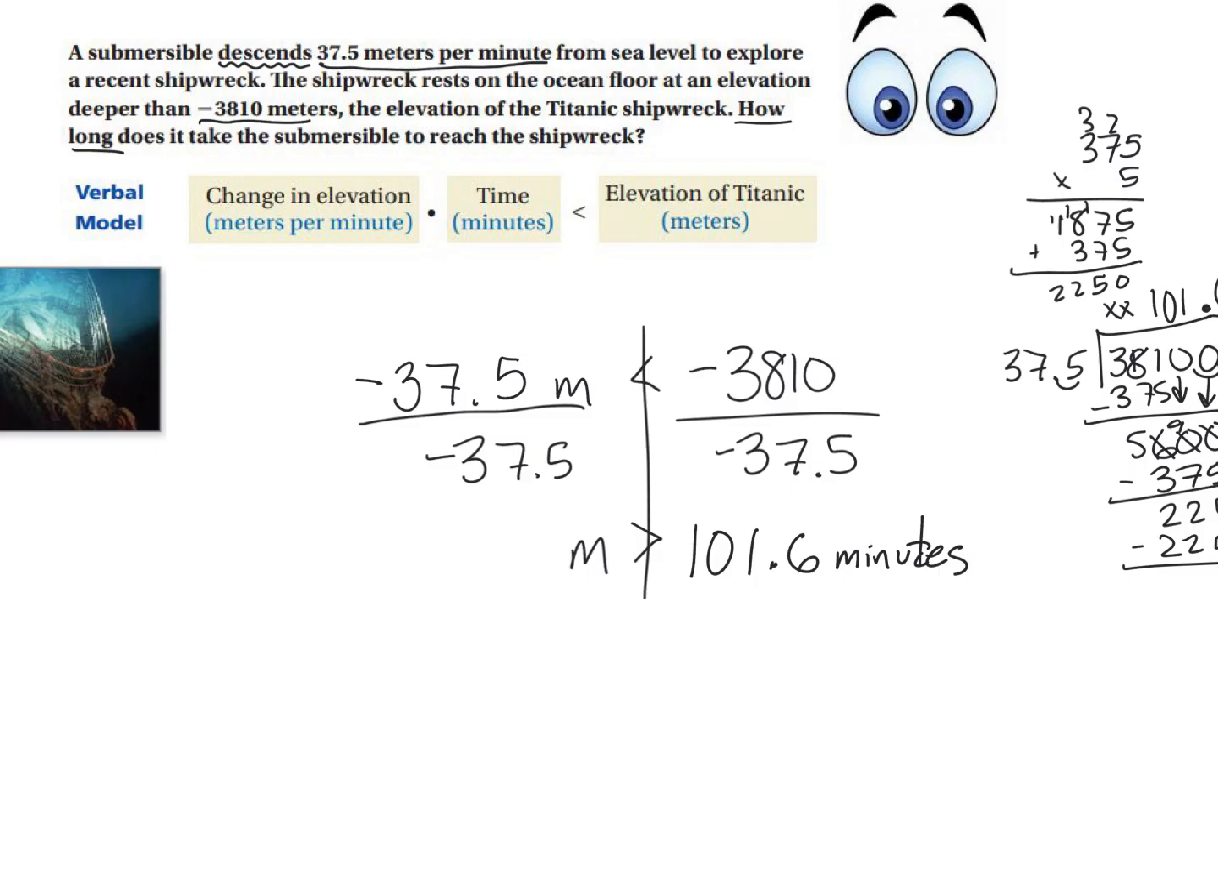Okay, if you're wondering, 0.6 minutes as a time, like in seconds, we could also say that my total number of minutes needs to be 101 minutes, and 0.6 in terms of minutes is 36 seconds.